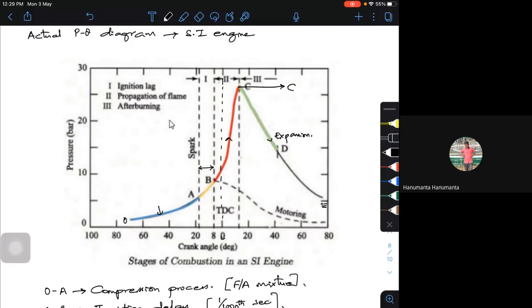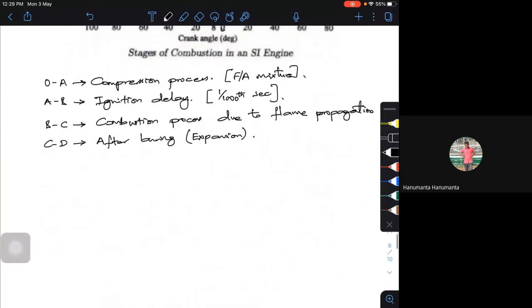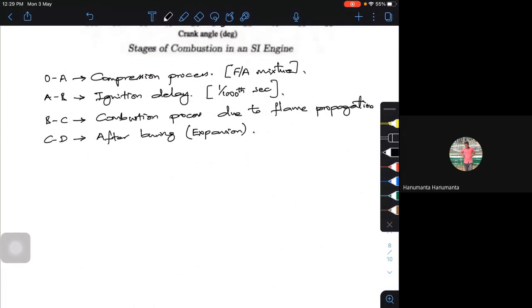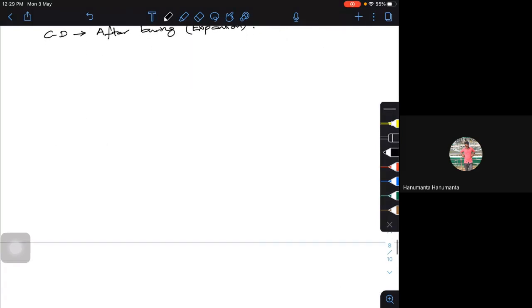Is that clear? Any doubts? No doubts? Then we'll go to the combustion process in CI engine.